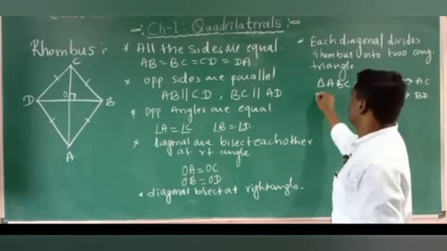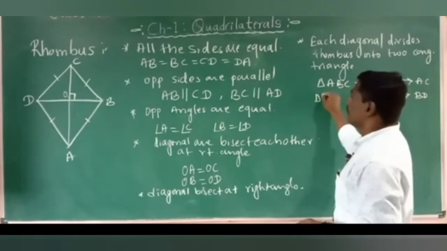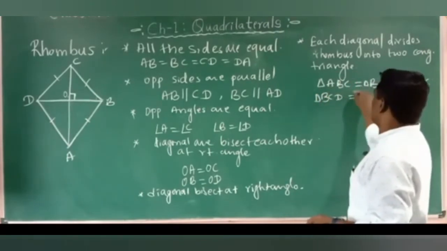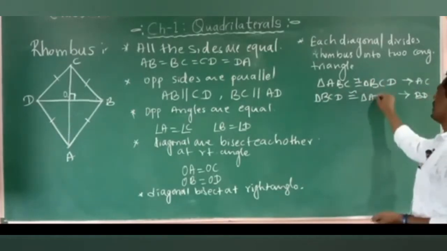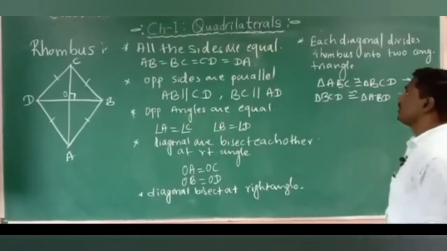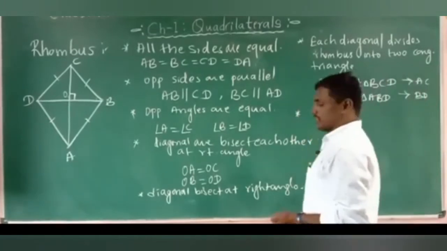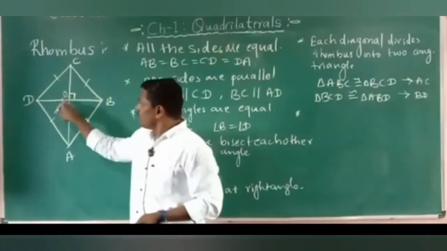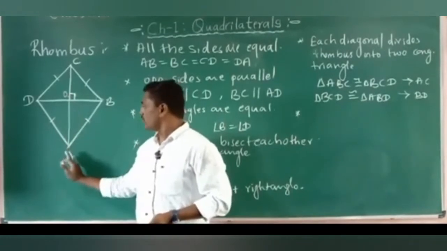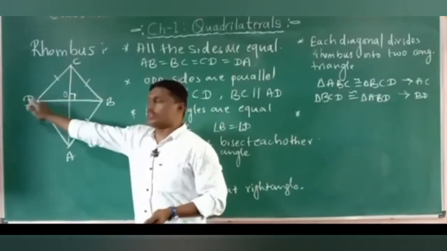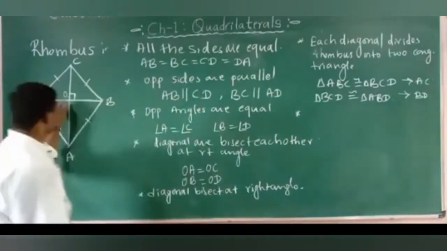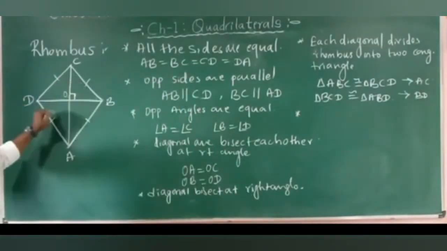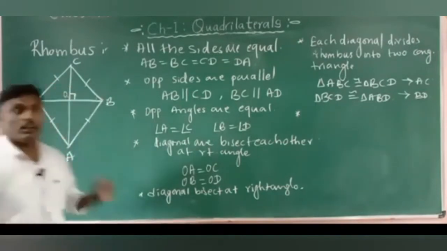Triangle BCD is congruent to triangle ABD. Okay, and the next property is, when these two diagonals, diagonal AC and BD, intersect each other, it forms four congruent triangles in the rhombus.